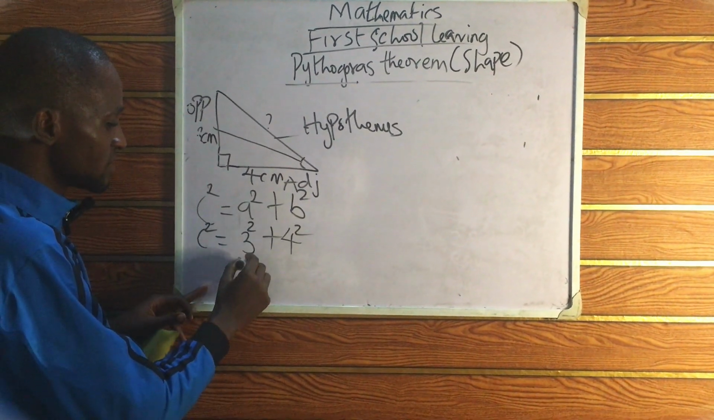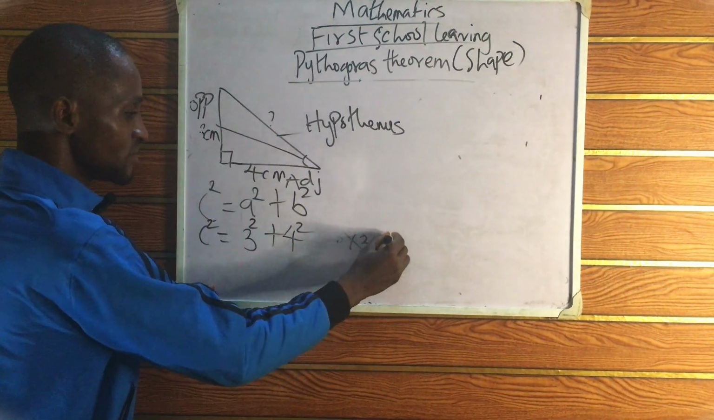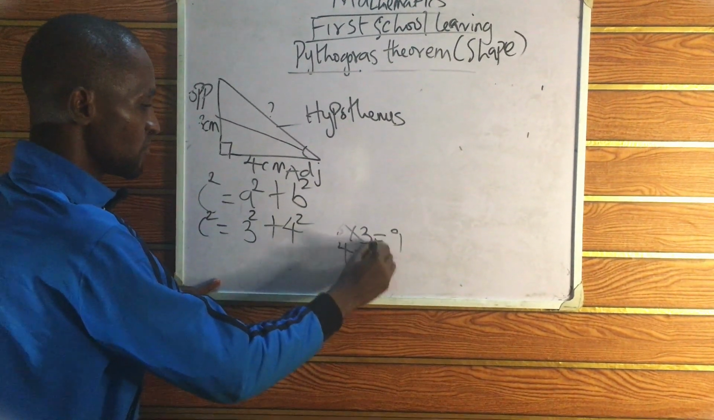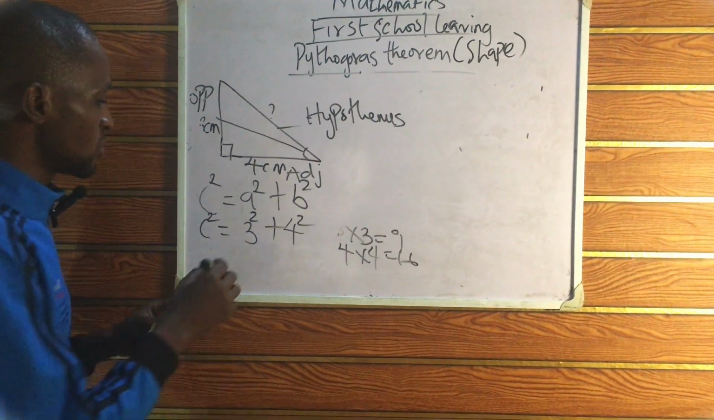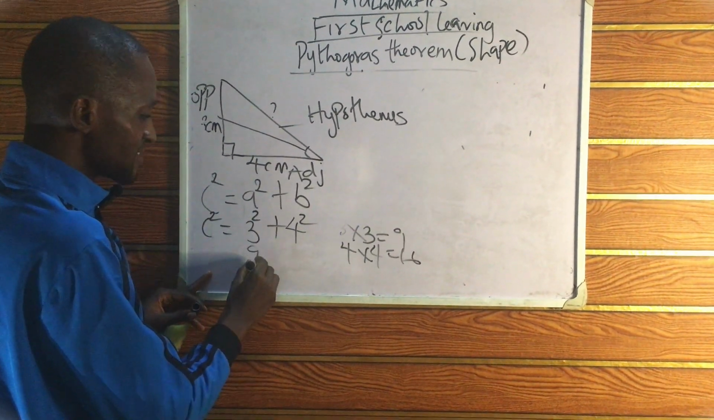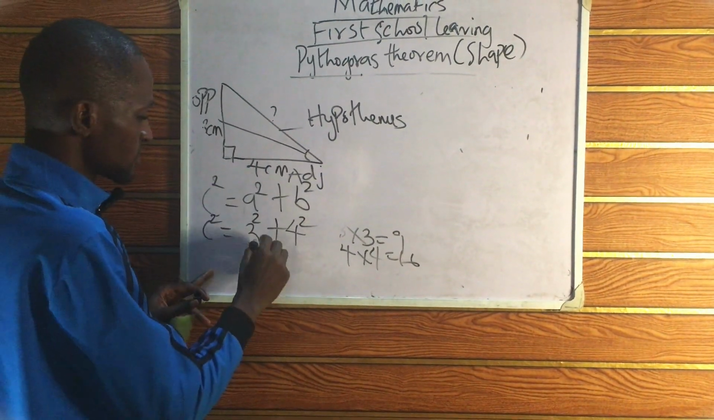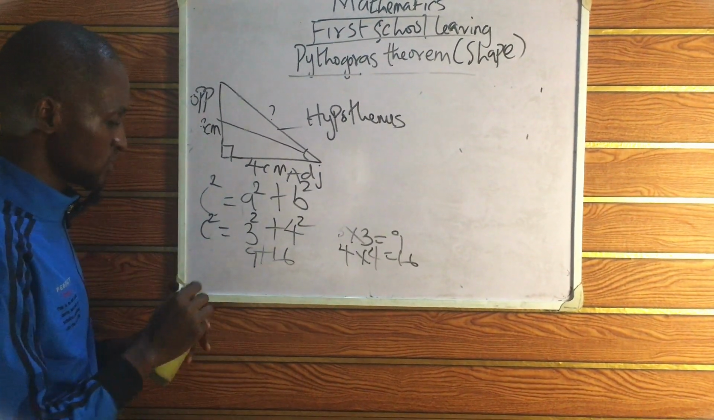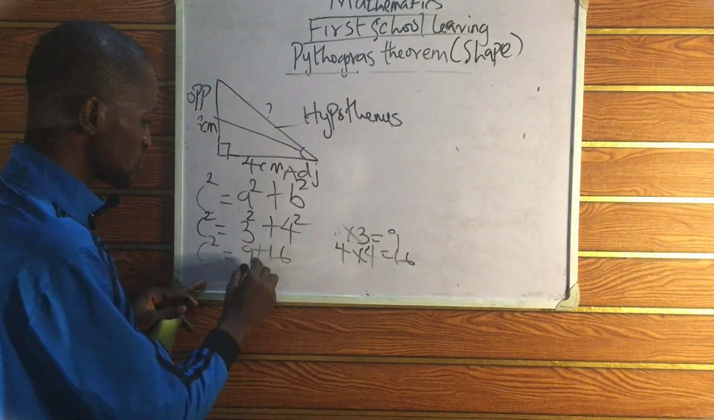3 square here is 3 times 3, which is 9. 4 times 4 is 16. If you don't know it, go to your multiplication table, you will learn it more. So this is 9 plus 16 equals C square. So 9 plus 16 is what? 25.